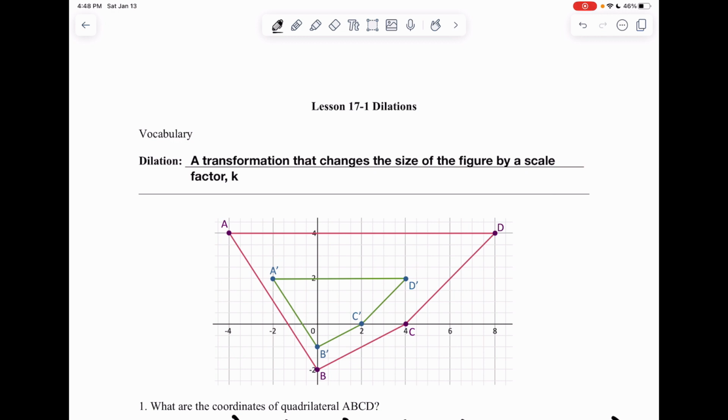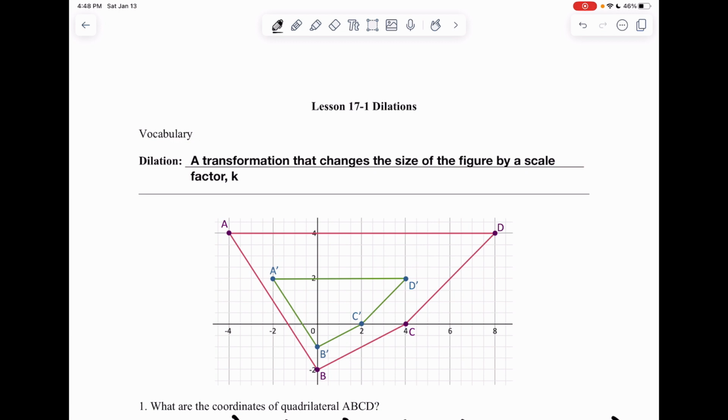Up until this point, we have only talked about rigid motions. Rigid motions are transformations that do not change the size or the shape of the figure. So translations, reflections, and rotations are all rigid motions because they do not change the size or the shape of the figure. A dilation is not a rigid motion because it will end up changing the size of the figure by a specific scale factor.